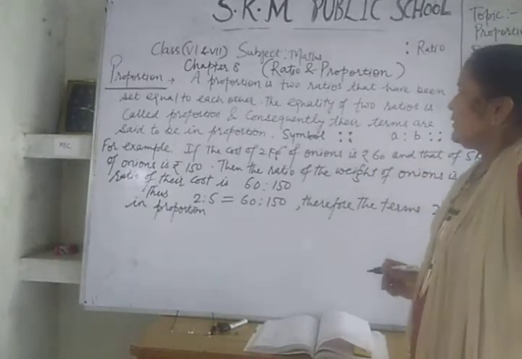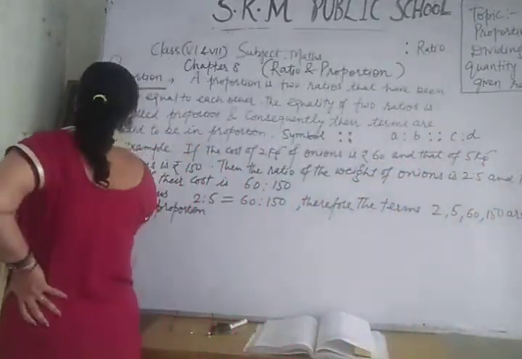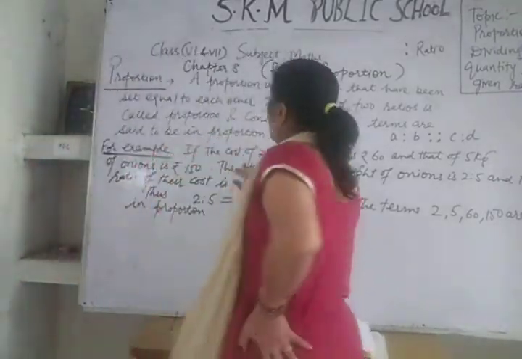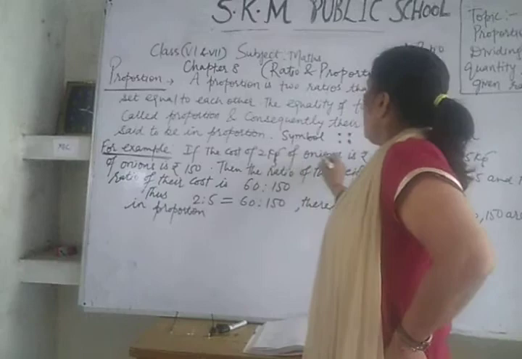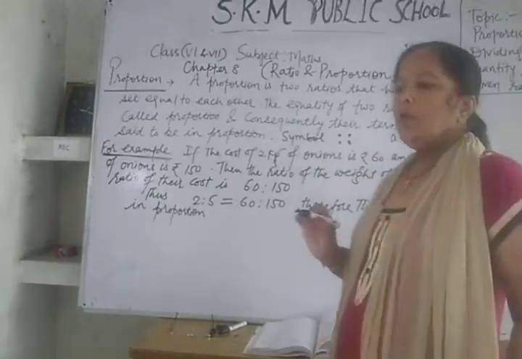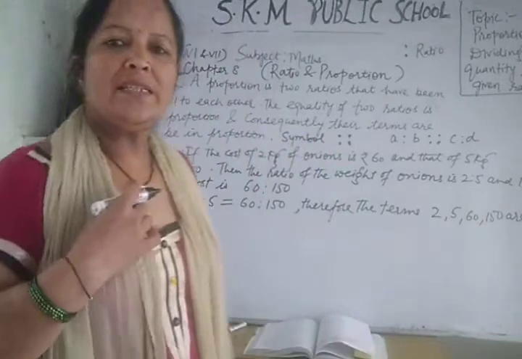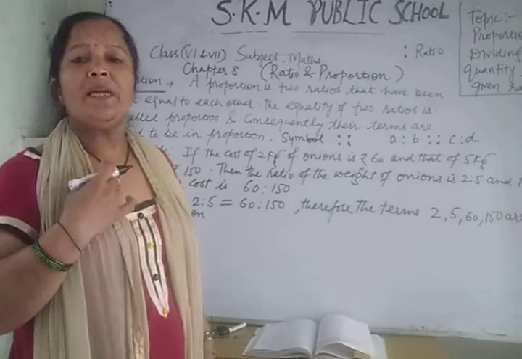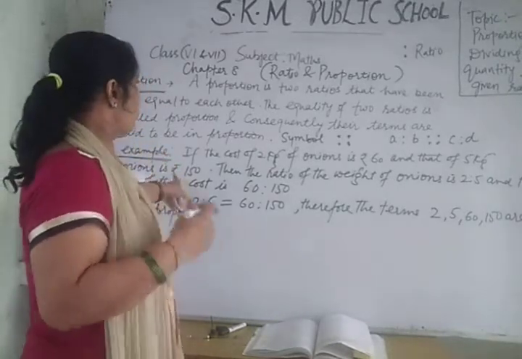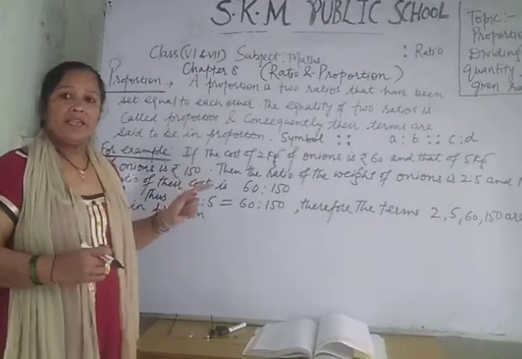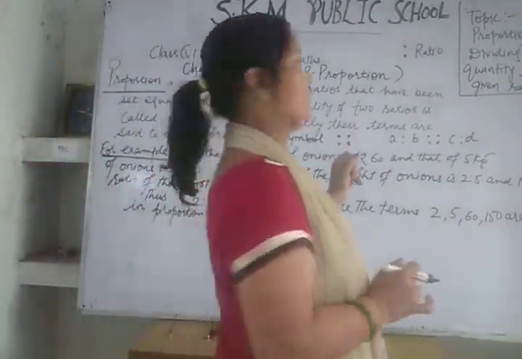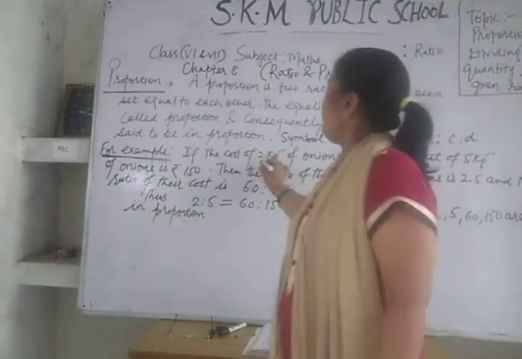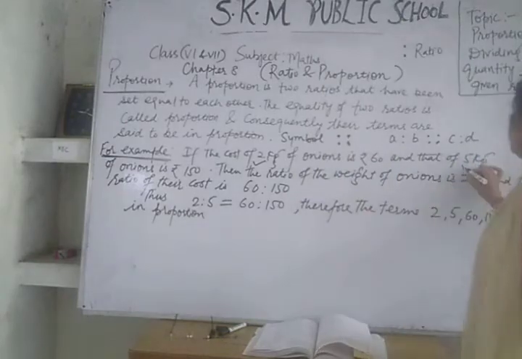You can take any numbers here. To understand this topic of proportion, let's take an example. If the cost of 2 kg of onions is rupees 60, and the cost of 5 kg of onions is rupees 150, then the ratio of the weight of onions is 2 kg to 5 kg.